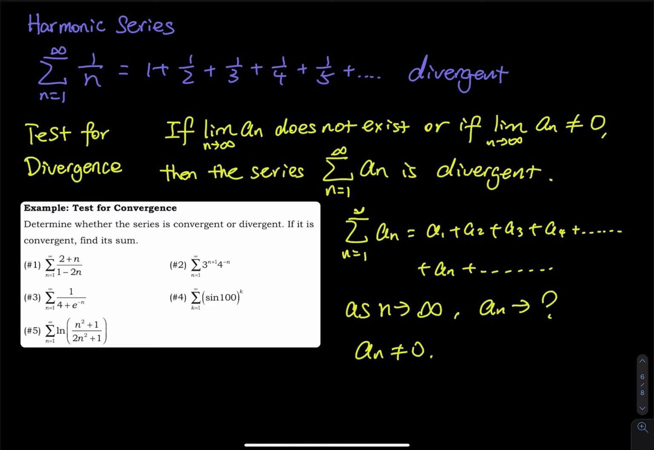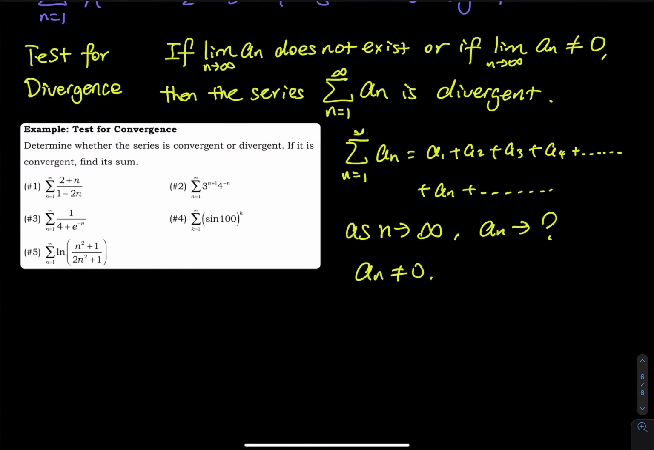All right, so we have 5 examples in here. Let's take a look. Determine whether the series is convergent or divergent. If the series is convergent, find the sum. So number 1, we have the sum, n goes from 1 to infinity, of (2 plus n) divided by (1 minus 2n).